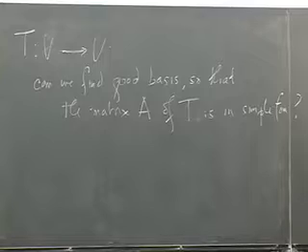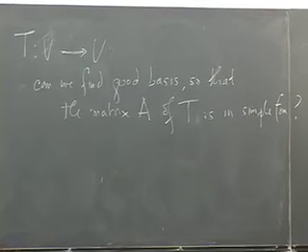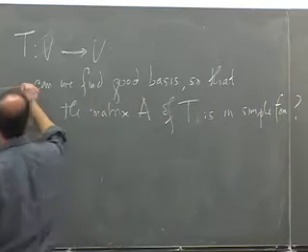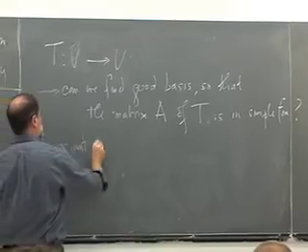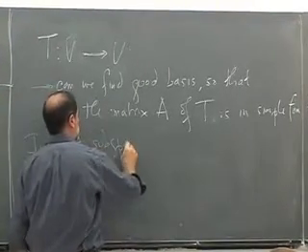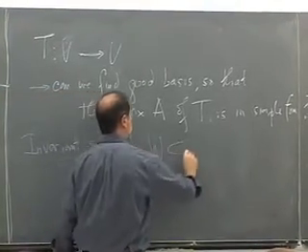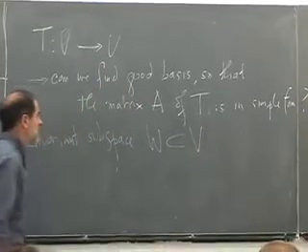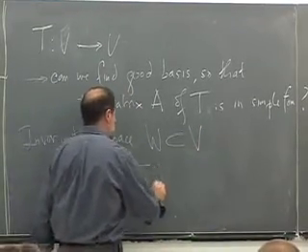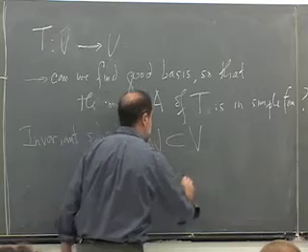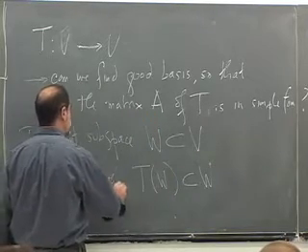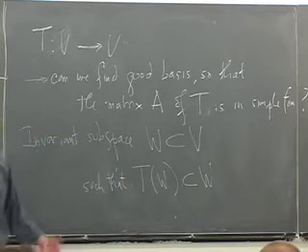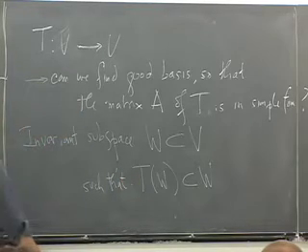First of all, when you have a linear operator on a vector space, you have a notion of an invariant subspace. An invariant subspace is a subspace W of V which is preserved under T, such that T of W is contained in W. So if you apply T to any vector in W, you stay in W. That's what it means to be invariant under T.